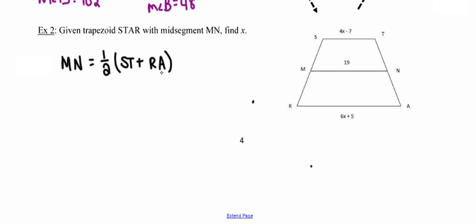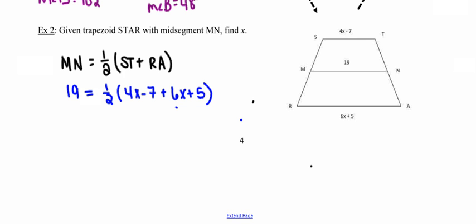And now that we've got the formula down on our paper, we're going to go ahead and substitute some numbers and values into that formula. So from the picture, the length of midsegment MN is 19, so I'm going to substitute that into my formula. I'll drag the half down to the next line, and you're going to want to do that on your paper at home as well. ST is 4x subtract 7 plus RA, whose length is 6x plus 5.